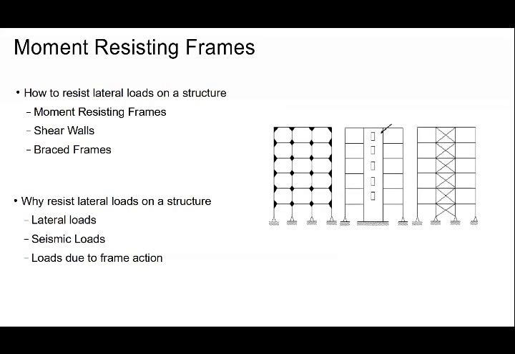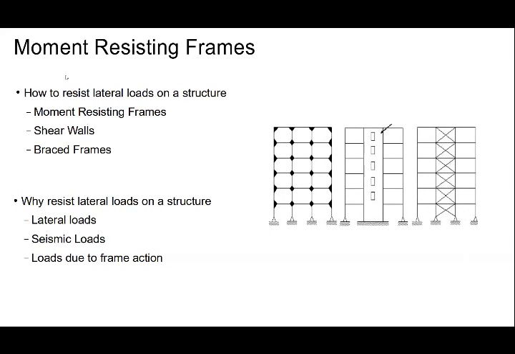Yeah. Then here I would like to discuss what the moment resisting frame is. Actually, I think most of you know that we use the moment resisting frame to resist lateral load. There are three types of systems we can use to resist the lateral load. One is the moment resisting frame. Another one is the shear wall structure. Another one is the braced frame structure, like what I have shown.